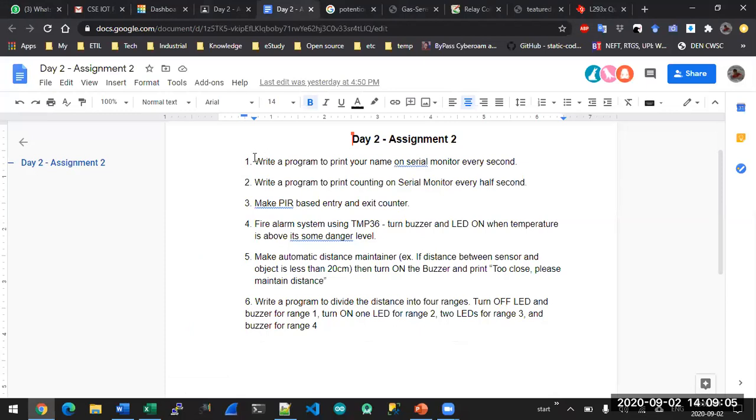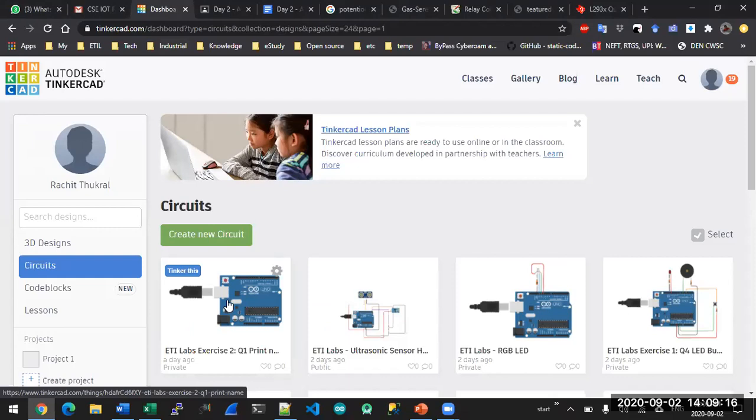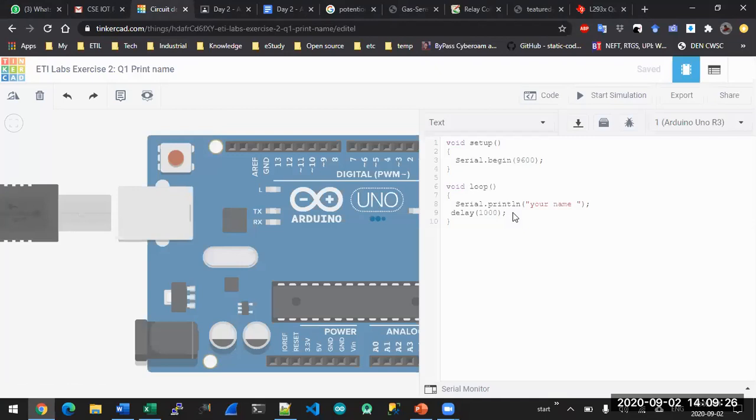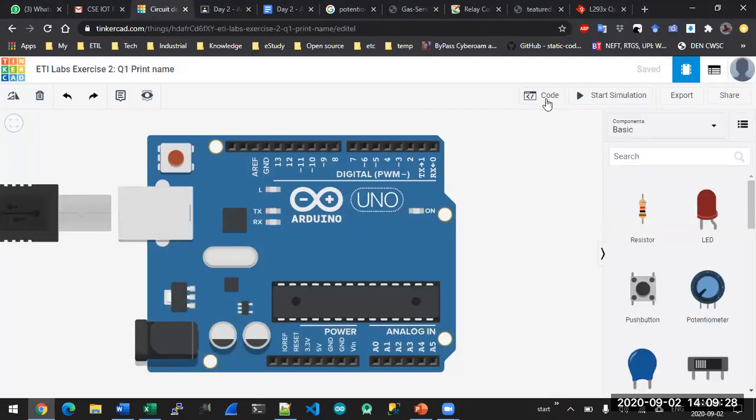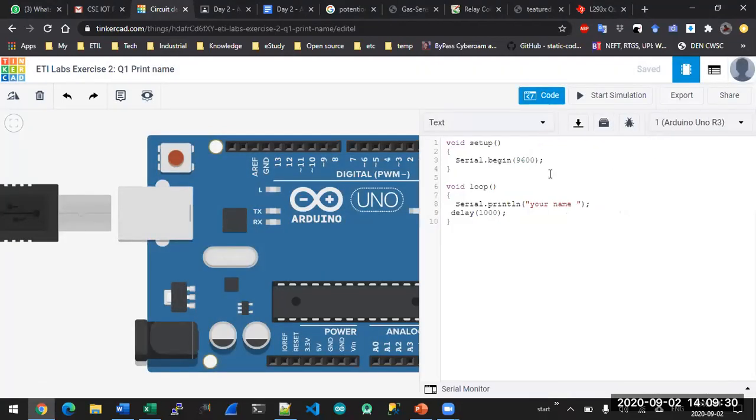So yesterday's Assignment 2, the first question was: write a program to print your name on the serial monitor every second. It was a very simple program. You just need an Arduino board, nothing else for this. We have to print the name every second.